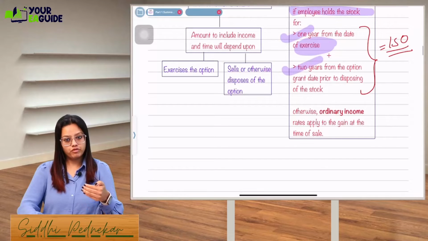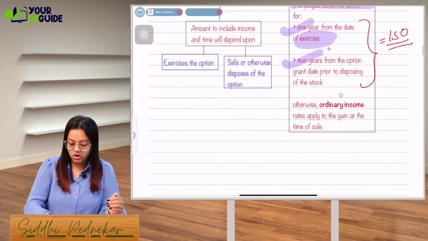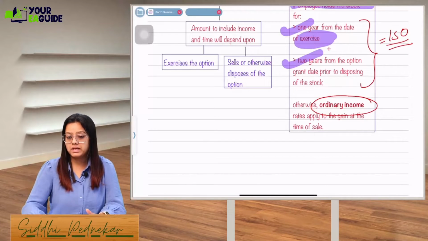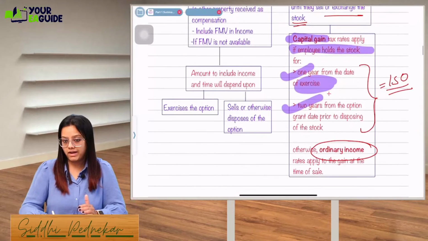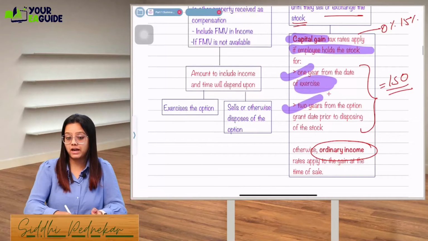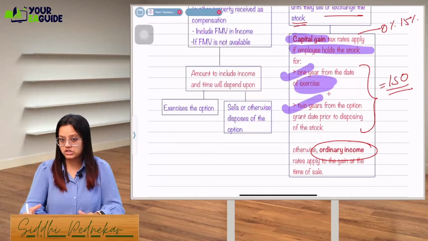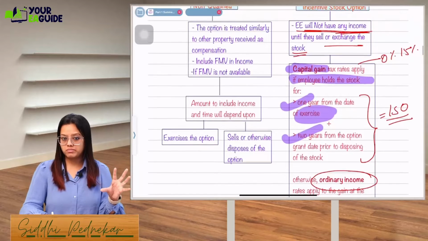If you sell before 2 years of the grant date or before 1 year of the exercise date, it will be called ordinary income. Okay, ordinary income means ordinary tax rates will be applicable. In capital gain, the tax rates are different. If you remember 0%, 15%, right? Those exceptional special tax rates will be applicable in case of capital gain. But once it is called ordinary income, it will be added in your normal slab rate.